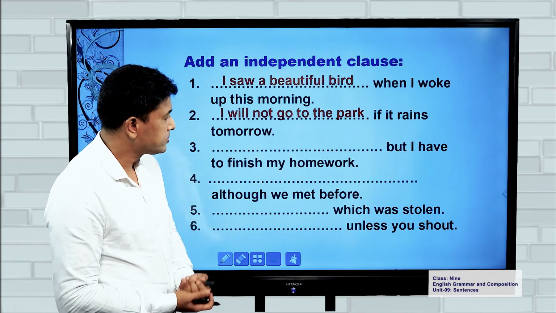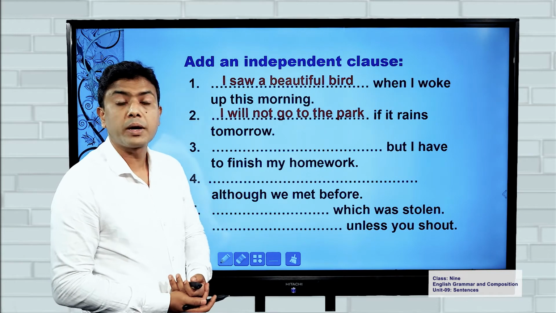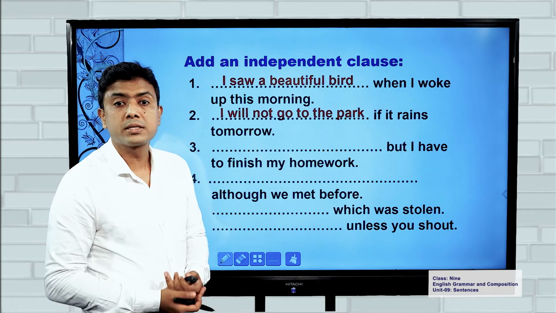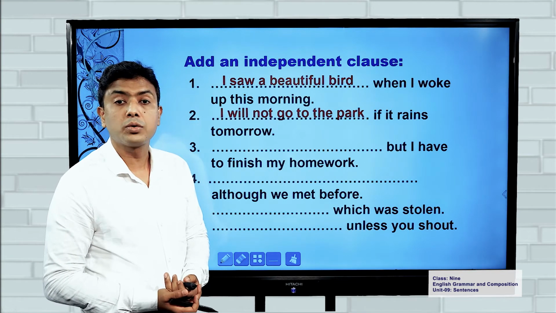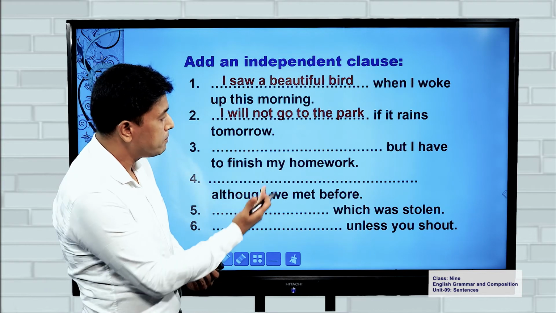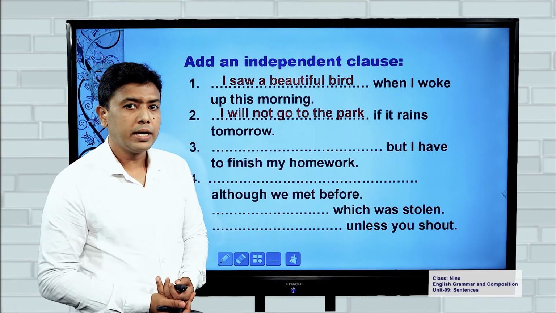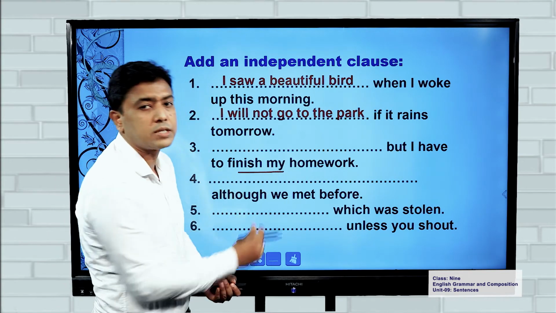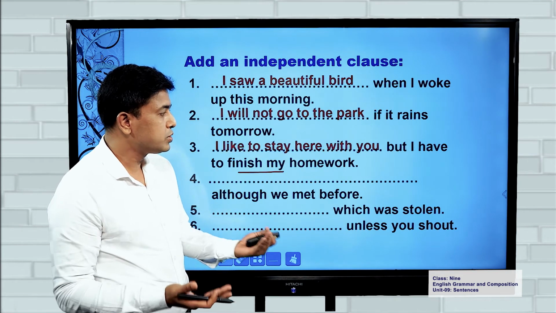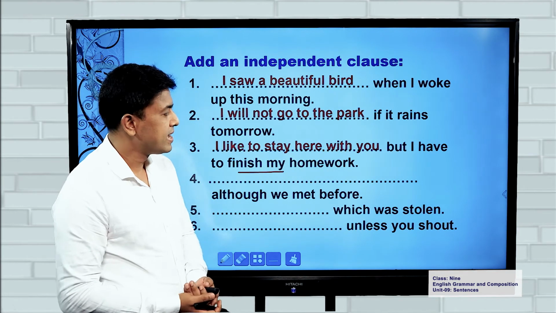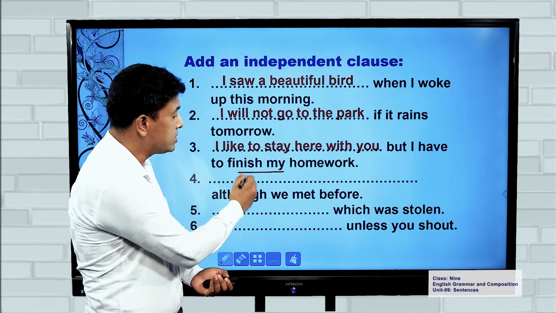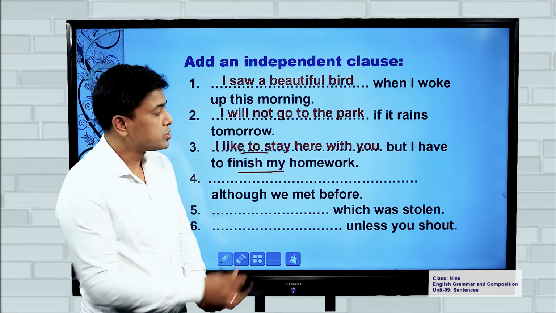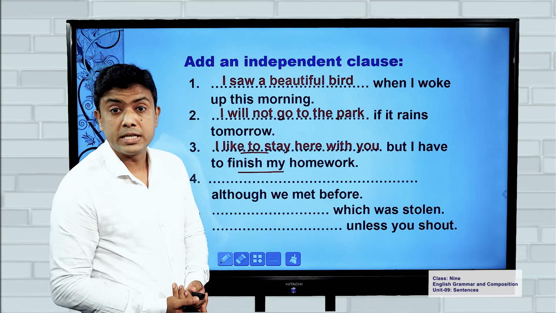The third one, gap, but I have to finish my homework. Now remember, when we have but or though, it means contrast. The idea is going to contrast. So if I say, but I have to finish my homework, it means I am not able to do something because of this activity. So we can easily write, I like to stay here with you, but I have to finish my homework. So this is a priority. And because of this priority, I cannot do this activity. So this is a beautiful use of an independent clause.